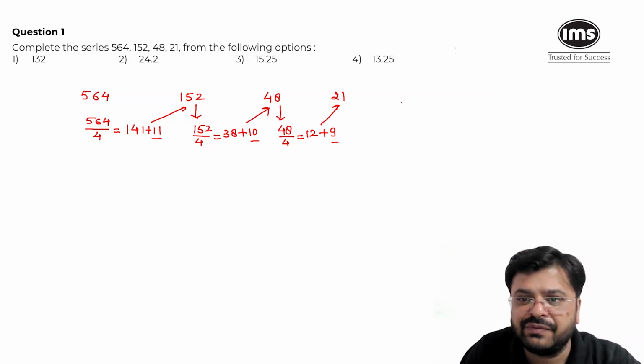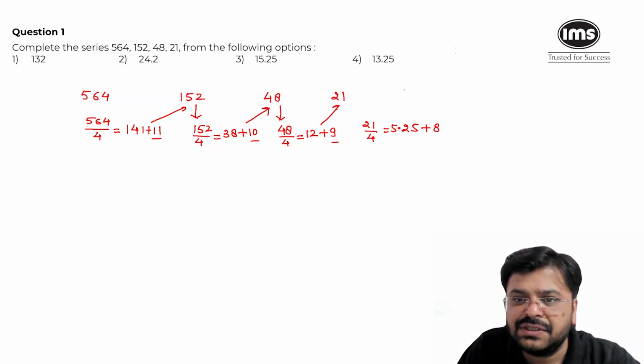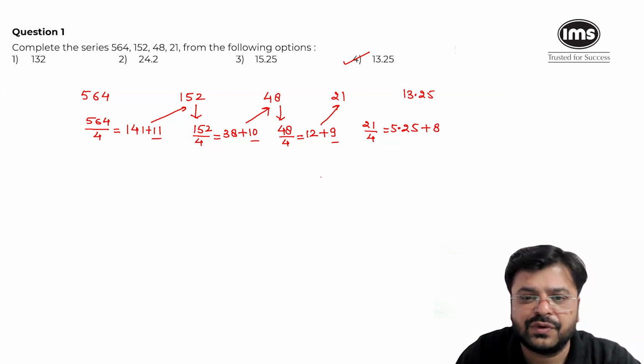So we got 21. So the next term would be 21 divided by 4, which is 5.25, and add 8 to that number. So that makes it 13.25. Option 4 is the answer.